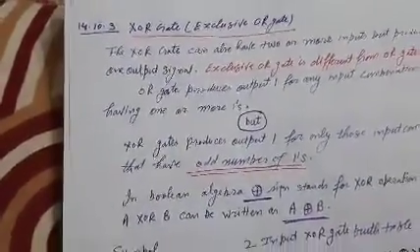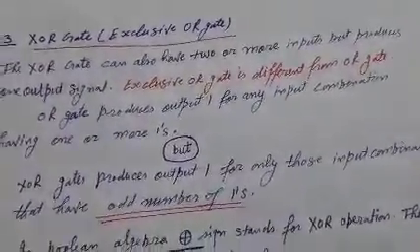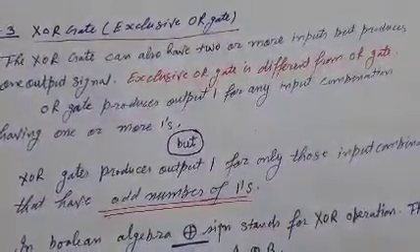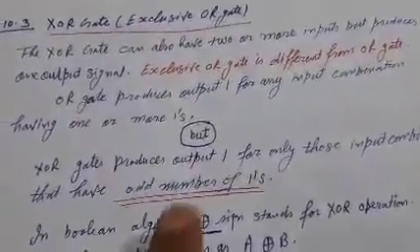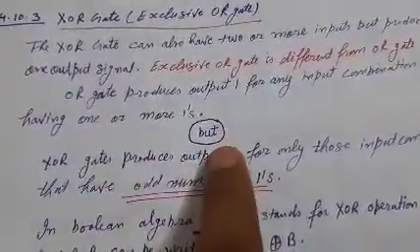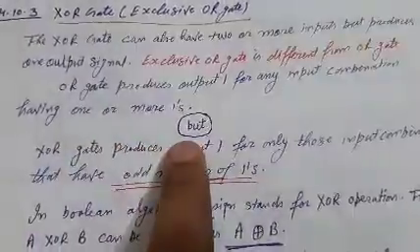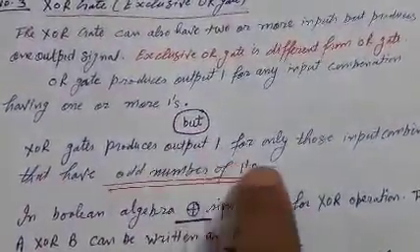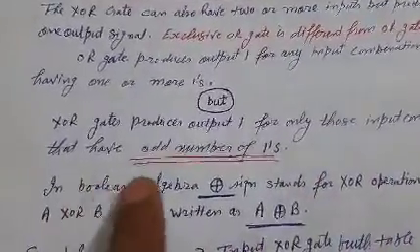The XOR gate, exclusive OR gate. The XOR gate can have two or more inputs but produces one output signal. Exclusive OR gate is different from the OR gate. The most important point is XOR is different from the OR. OR gate produces output 1 for any input combination having one or more ones. But XOR produces output 1 only for those inputs where the combination has an odd number of 1s.